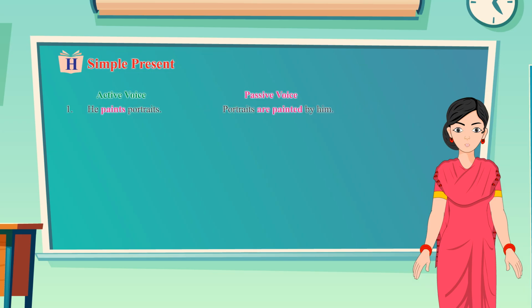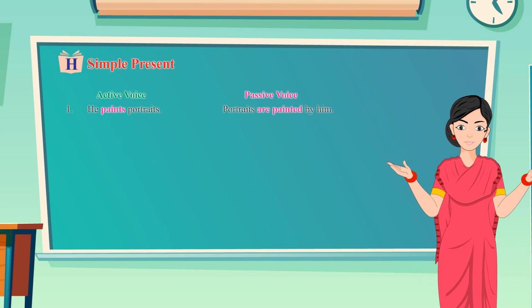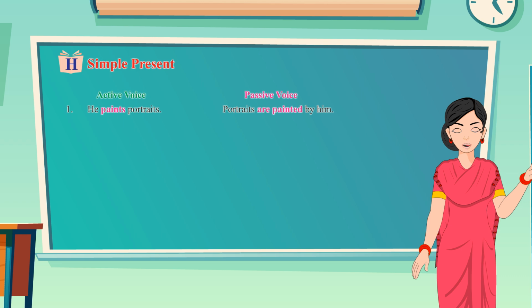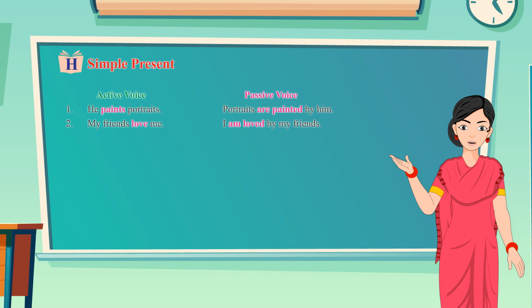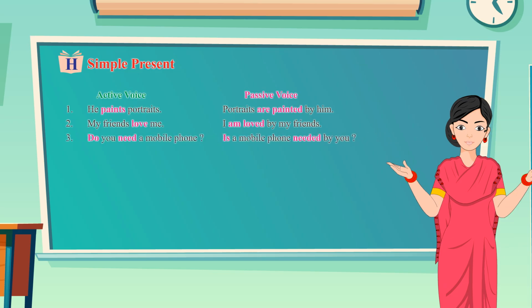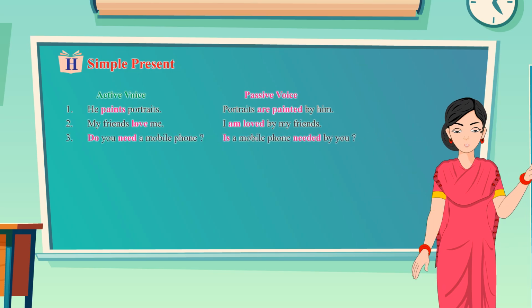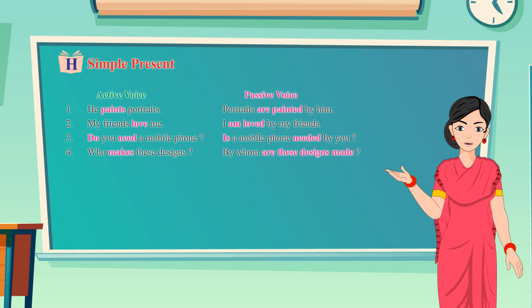Active voice, passive voice. 1. He paints portraits. Portraits are painted by him. 2. My friends love me. I am loved by my friends. 3. Do you need a mobile phone? Is a mobile phone needed by you?